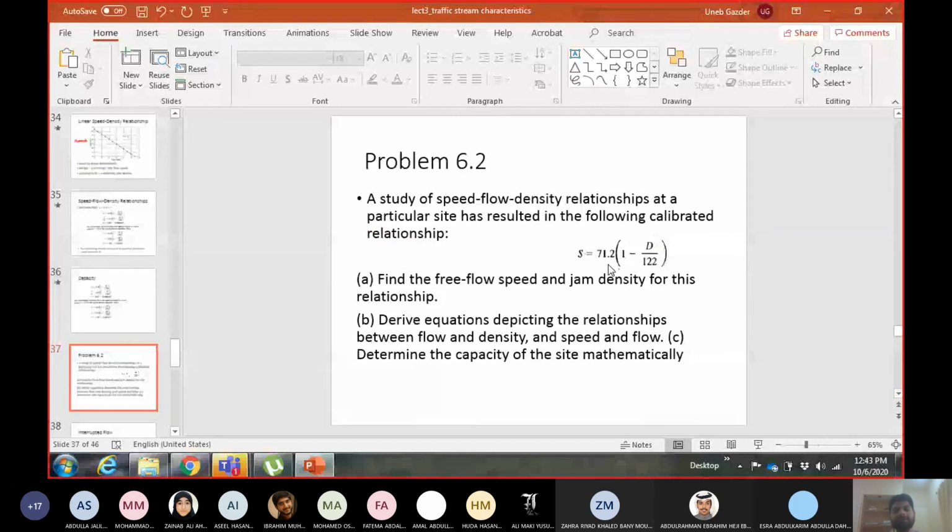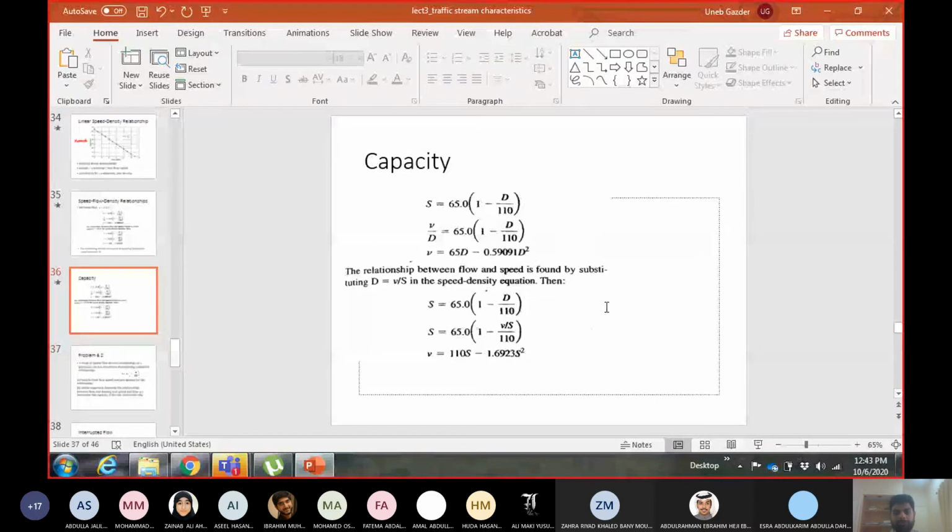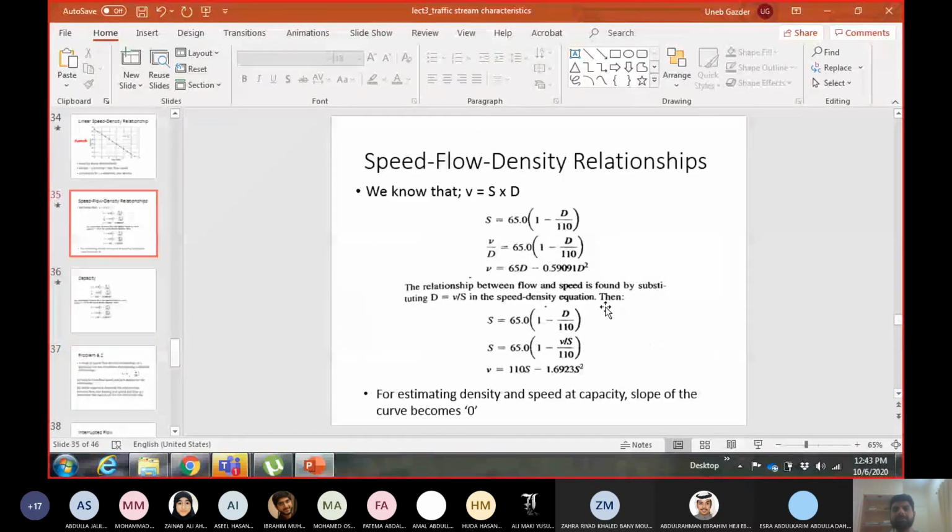Part B and C means just follow this procedure that I just did. Starting from here, you follow the same procedure to solve part B and C. So I will just explain part A for you. For part B and part C, start from here. But instead of using this equation s equals 65 into the bracket, you will use the given equation. Everything else will remain the same.